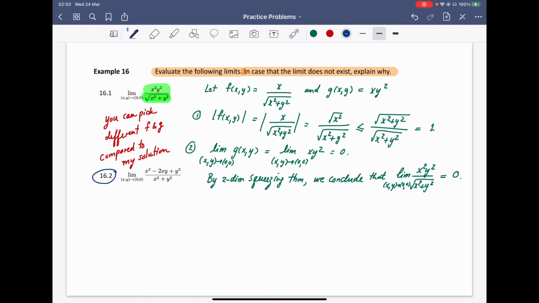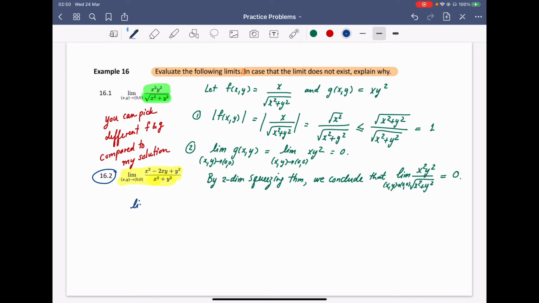So 16.2, again, if you try to plug in the number first, you're going to get 0 over 0. And when you see the x squared plus y squared here, again, you do not want to factor because there's no way to factor it easily other than using complex numbers, which is not our approach for sure. So we're just going to skip the factoring or conjugation technique. So the one that we can do is maybe pick a line. So let's try to pick the line first.